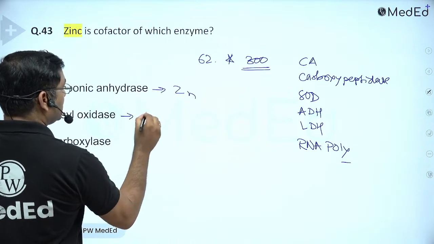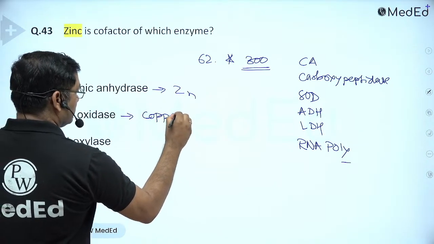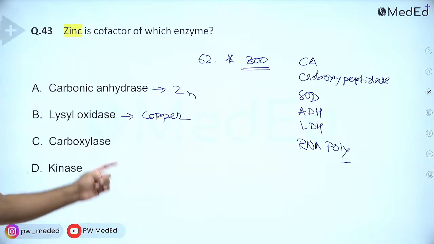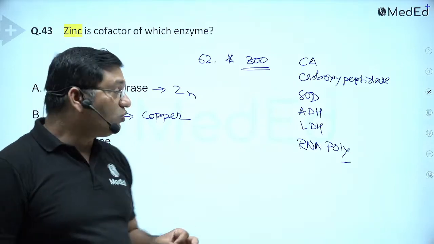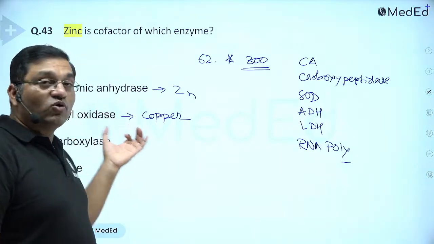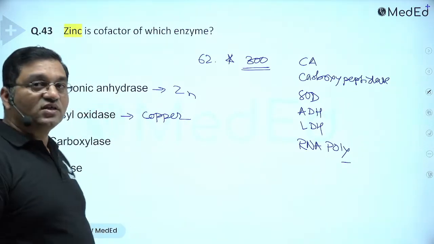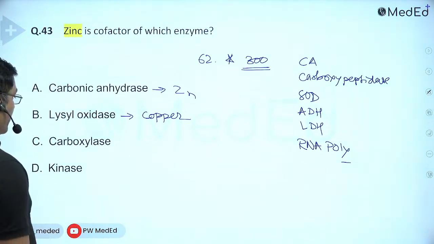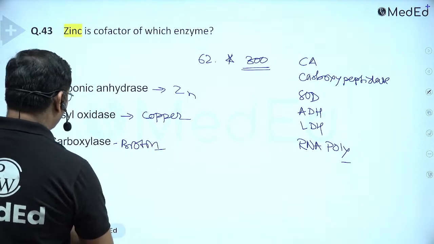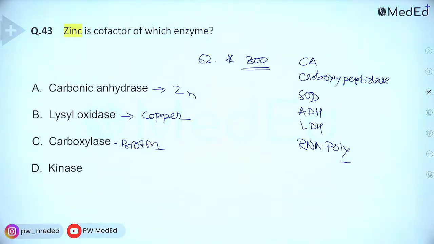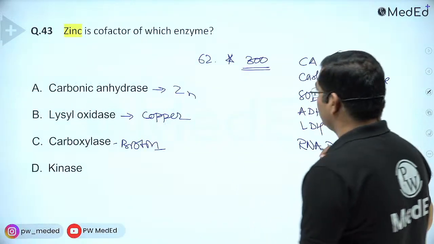Lysyl oxidase, it is copper related. Lysyl oxidase, particularly, is important for the cross linking in the elastin molecule, and it is important for blood vessels. If it is defective, it causes aneurysms. Okay. Carboxylase, it is biotin dependent. Kinase, magnesium dependent. Okay. So these are the important ones. So this is point 62.